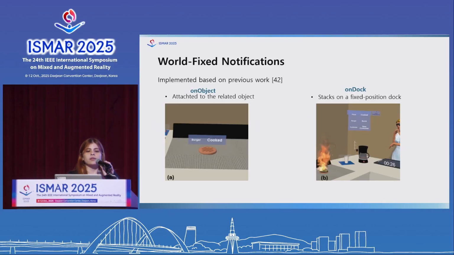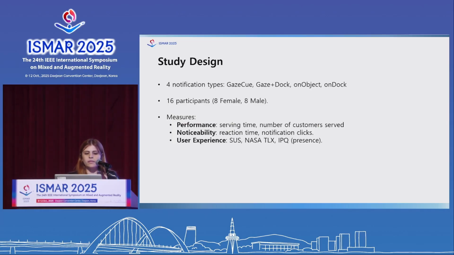And we implemented previous world-fixed notifications: on object and on dock. In on object, notifications are attached to the related object, and on dock is very similar to what we have on our smartphones. The notifications are stuck in a certain place. We compared 4 notification types, and we had 16 participants. And we measured performance, noticeability, and user experience.